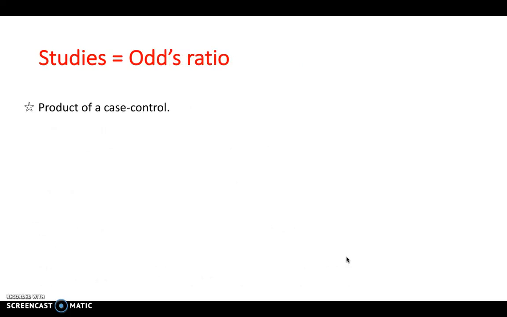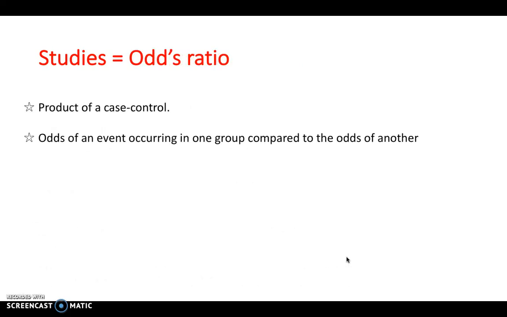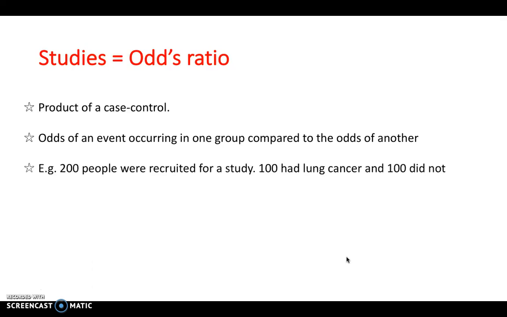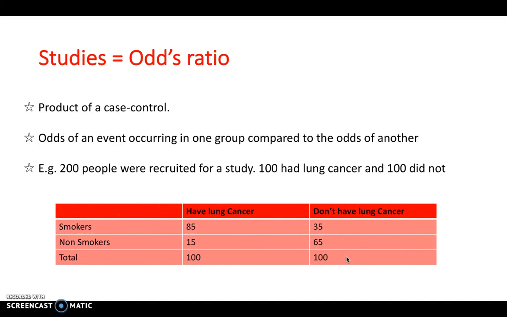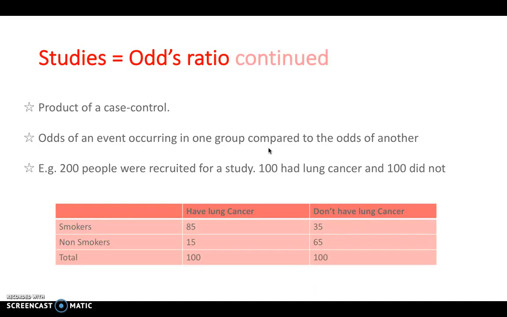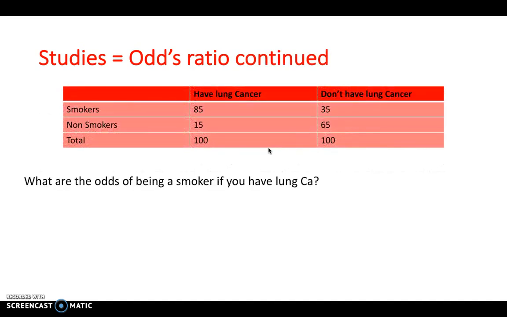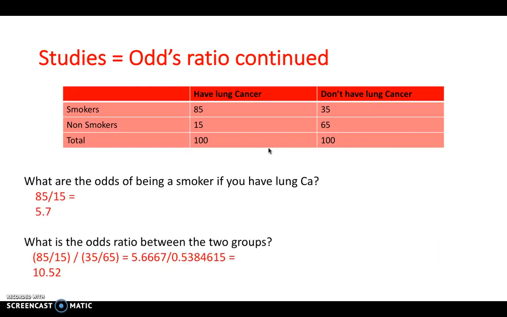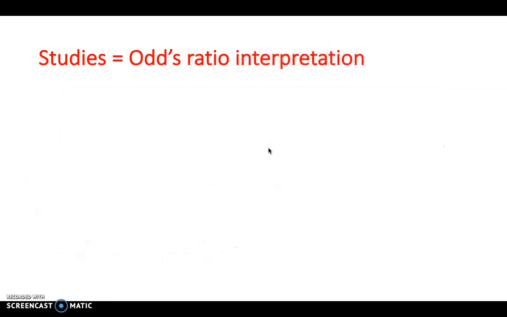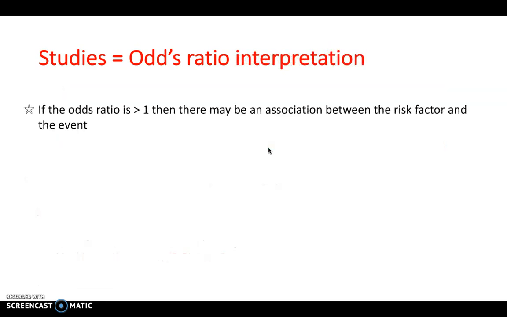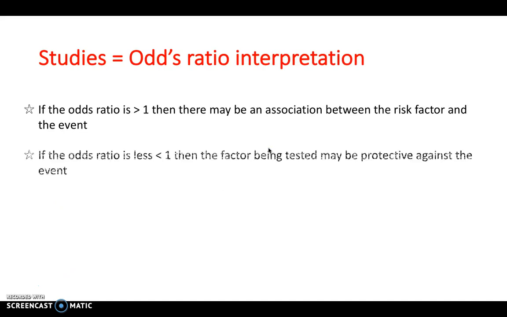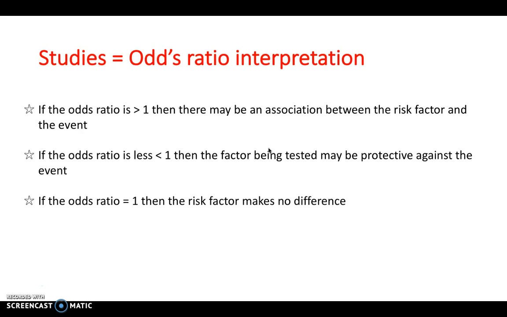An odds ratio is something that you can calculate in a case control study, and it's the odds of an event occurring in one group compared to another group. Take this example here, which you can work through in your own time, about those with lung cancer and those without, and the impact of smoking on that. There are two simple questions here that you could be asked to calculate in an exam about odds ratios. Following that, you need to be able to interpret an odds ratio. For example, if it's greater than 1, there may be an association. If it's less than 1, it may be protective against the association. And if the odds ratio is 1, the risk factor makes no difference.